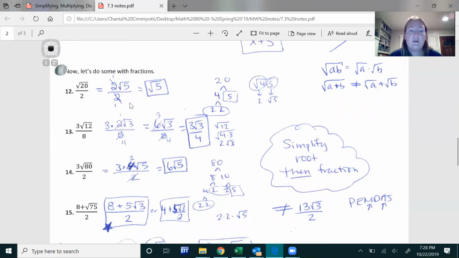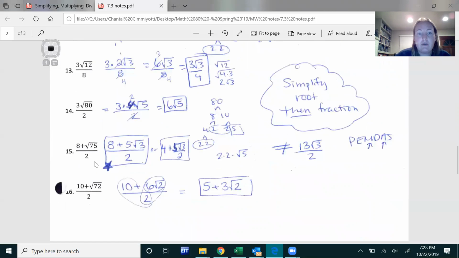All right, so then some arithmetic with some division really with these. Root 20, you simplify your root, and then you can simplify your fraction. So here would be 3 times, this is 2 root 3, divided by 8, you can simplify. So a bunch of examples with simplifying your root and then simplifying your fraction. Here, simplify the root, and then both of these could be divided by 2, so you get 4, and then 5 root 3 over 2.